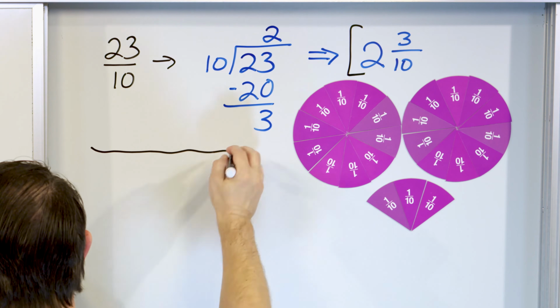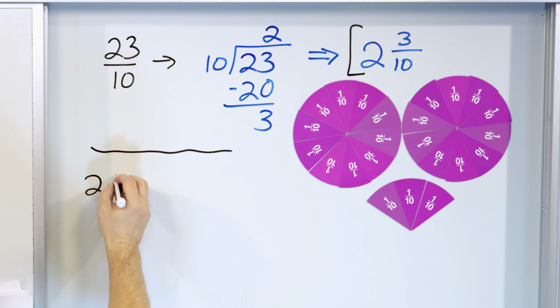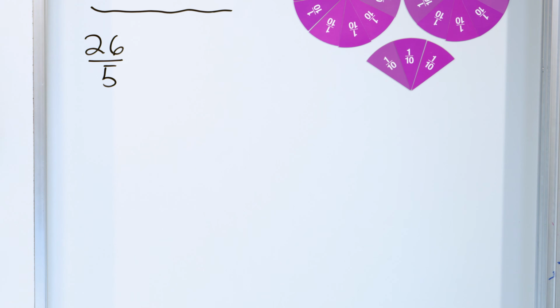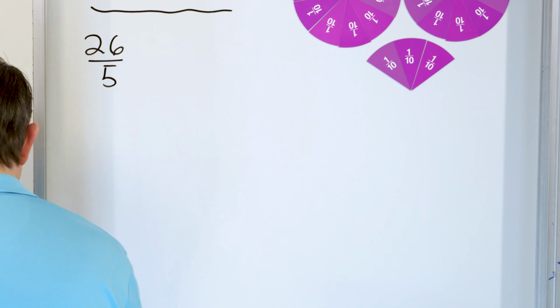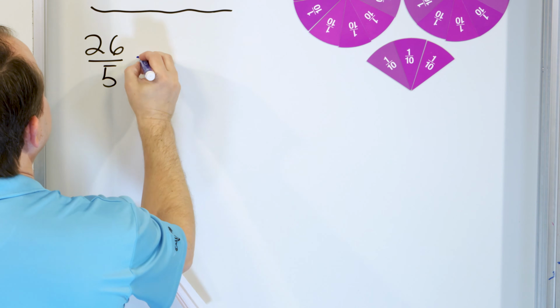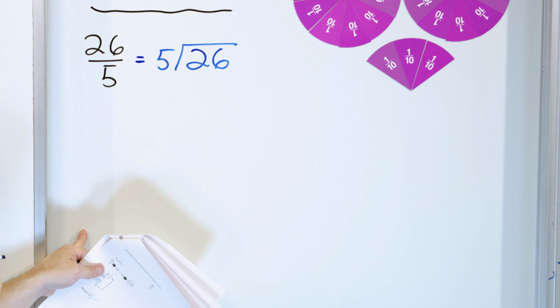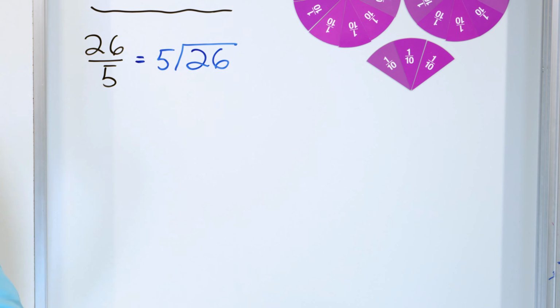All right, we only have a couple more and then we are done. Let's take a look at 26 fifths. I think at this point we can probably stop using the magnets. We understand the concept here, and now we can just crank through the division and get the answers. We take 26 and we just divide it by 5. Divide by 5. And then what do we say?